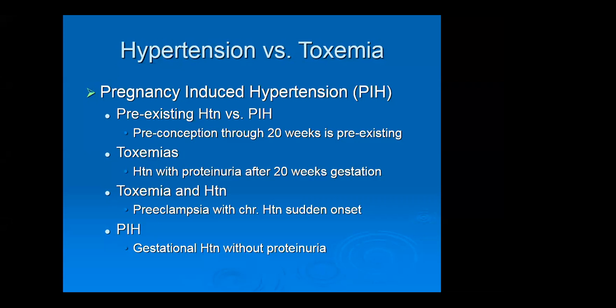Then if we start to see signs of that proteinuria after roughly 20 weeks of gestation, along with the hypertension that was induced through the pregnancy, we consider it a toxemia. And then toxemia with the hypertension that is chronic, but then a sudden onset of it despite the care, throws us into a preeclampsia situation, and then eclampsia once seizures begin to occur.